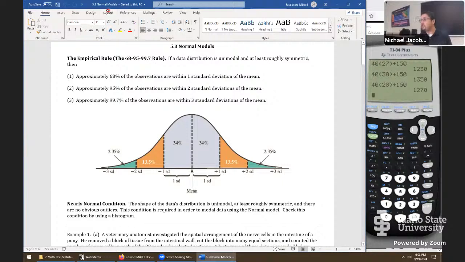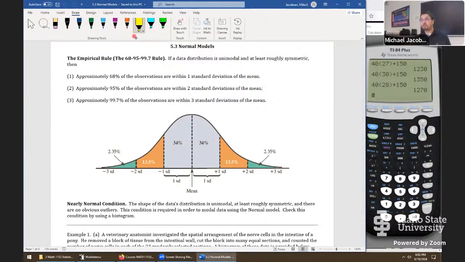We're trying to deal with the data distribution. So think histograms for one quantitative variable again. We want something that is obviously unimodal and at least roughly symmetric. If those two conditions hold, then we can take a look at all of the data we got. Think of some of those problems that had 20 observations or even more. We can say approximately 68% of the observations are within one standard deviation of the mean.